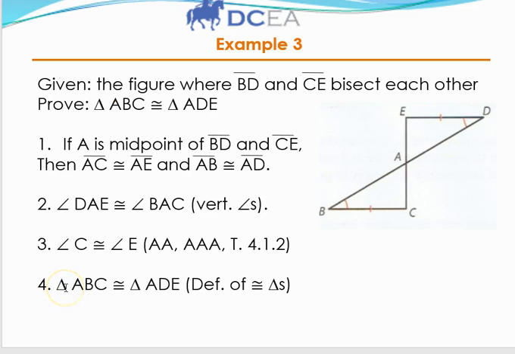Consequently, and therefore, triangle ABC is congruent to triangle ADE, and that's the definition of congruent triangles, because we've proved the angles and we've proved the sides.